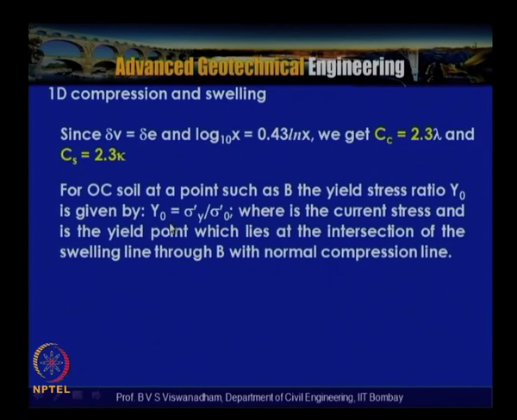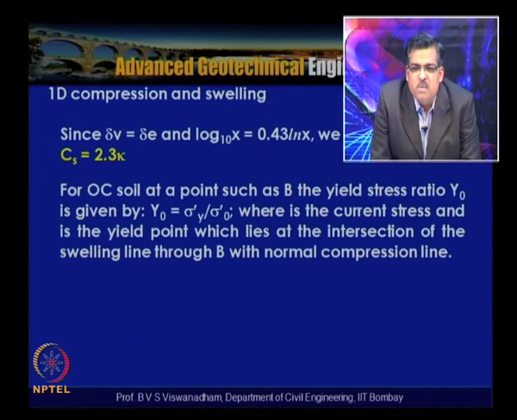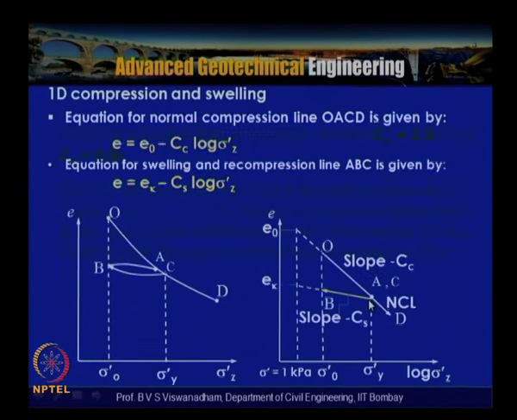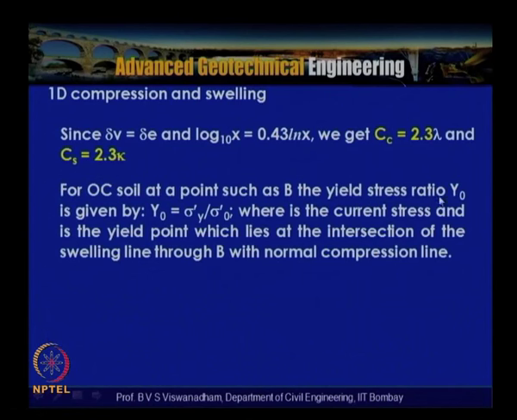So for an overconsolidated soil at a point such as B, the yield stress ratio y naught is given by y naught = sigma dash y divided by sigma naught dash, where sigma naught dash is the current stress and sigma dash y is the yield point, which lies at the intersection of the swelling line through point B with the normal compression line.